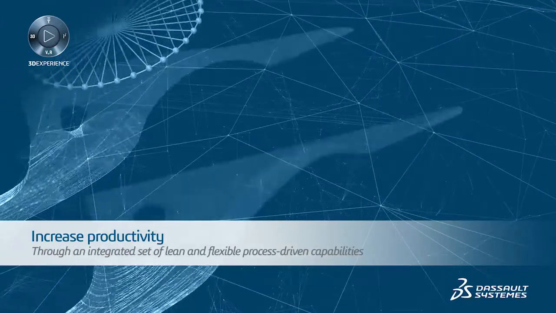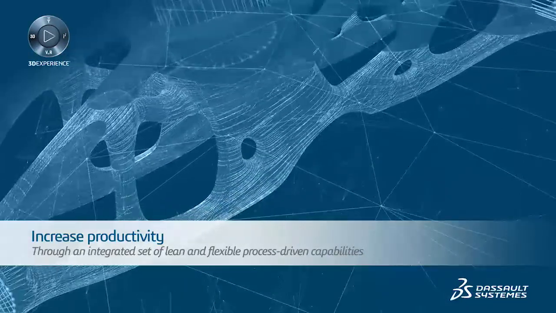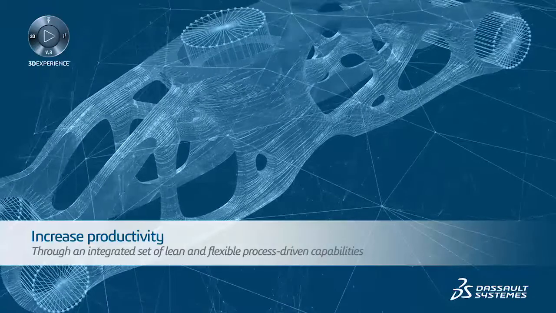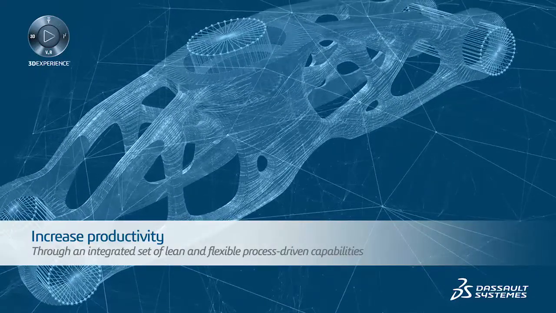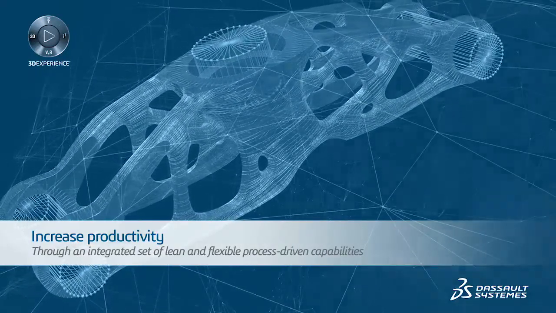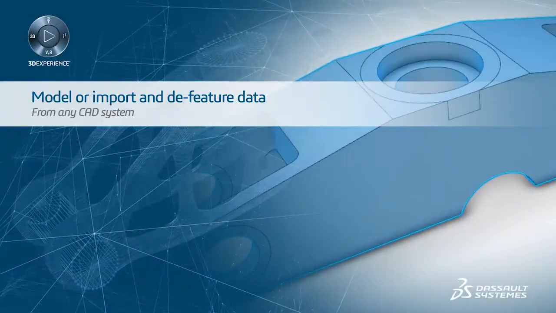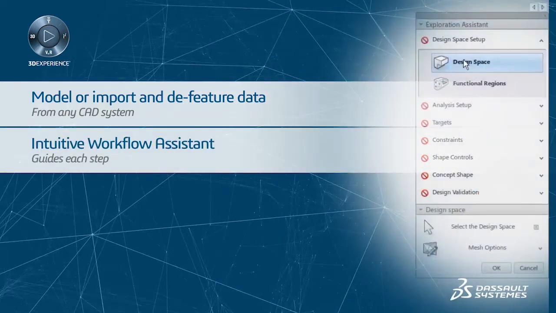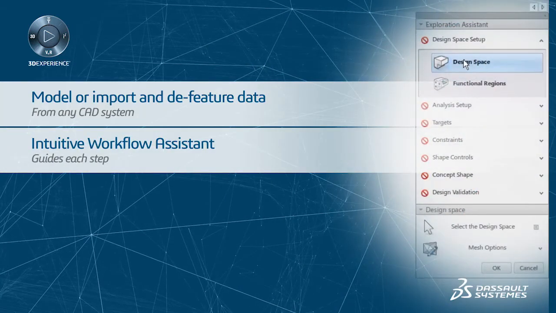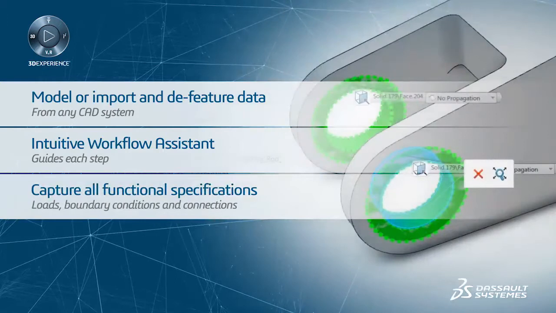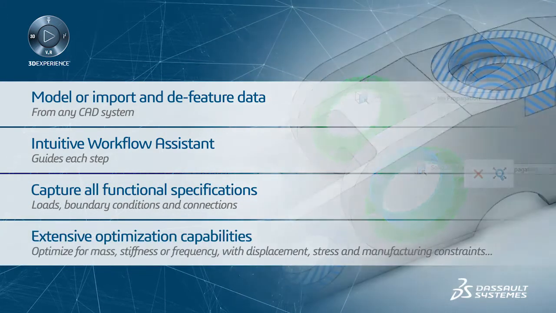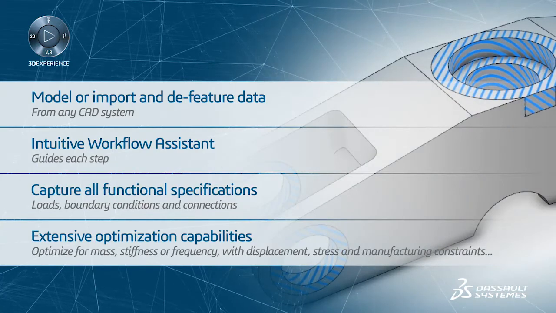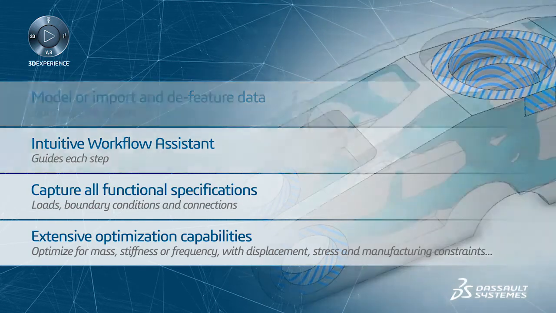So to summarize, Catia delivers a unique functional generative design solution that increases productivity through an integrated set of lean and flexible process-driven capabilities. Model or import and defeature data from any CAD system. Intuitive Workflow Assistant guides each step. Apply loads, boundary conditions, and connections. There are extensive optimization setup capabilities for frequency, displacement, stress, and manufacturing constraints.